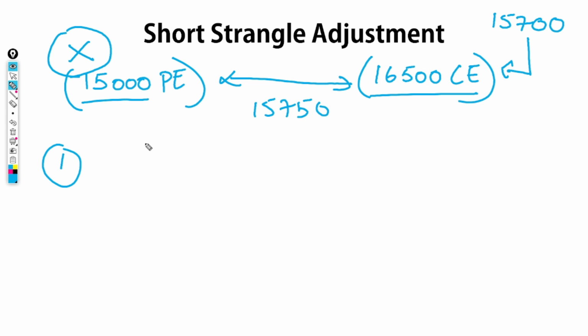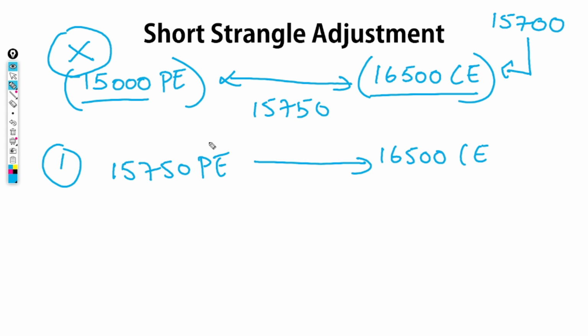Exit this put option and you're going to short 15,750 put option and 16,500 call option. You anyways have this, so you just maintain the same position. So this is your first adjustment. I hope this is very clear. So your first adjustment is when the market moves towards the break even, you're going to exit the other leg and come to the average. So average is 15,750. So you're going to short 15,750 puts.